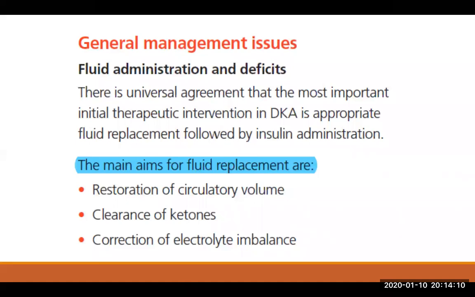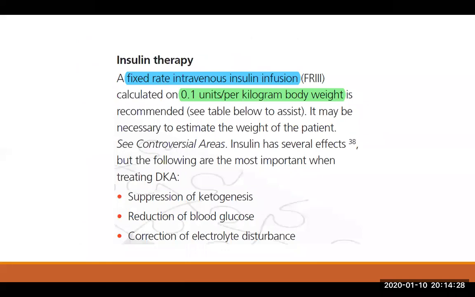The main aim of fluid replacement in a case of DKA is restoration of circulatory volume. As we mentioned previously, there is a water deficit of about 7 to 10 liters of fluid. It clears the ketones and corrects electrolyte imbalance, hypokalemia and chloride loss. Insulin must be given by fixed rate, not variable rate, not sliding scale.